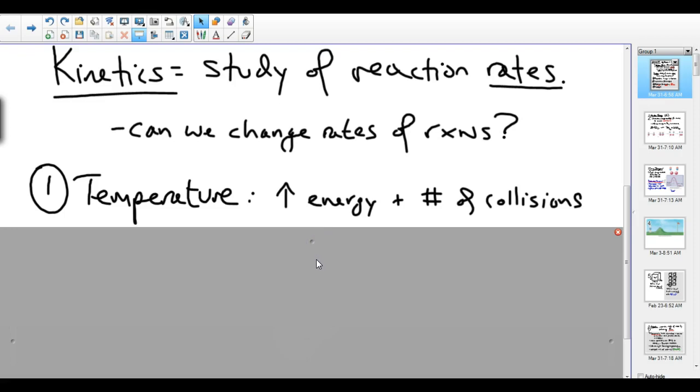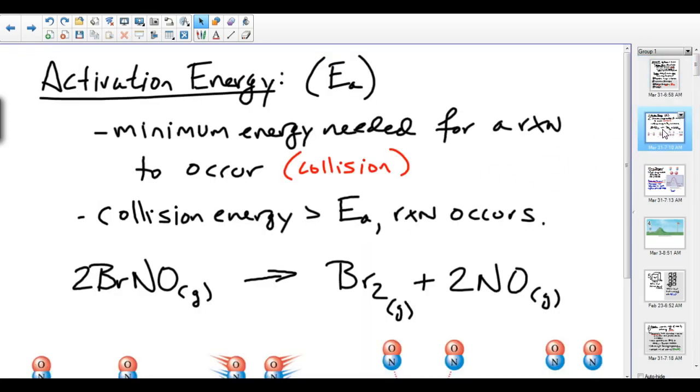If we increase the temperature, you do a number of things. But from a particle theory standpoint, you increase the energy of those molecules or atoms, and therefore you increase the number of collisions. You do two things. You don't just increase the number of collisions, you increase the energy per collision. So we'll talk about that in a little more detail now.